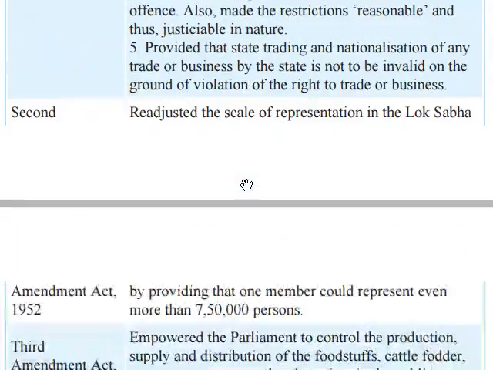Second Amendment Act 1952 readjusted the scale of representation in the Lok Sabha by providing that one member could represent not more than 7,50,000 persons.